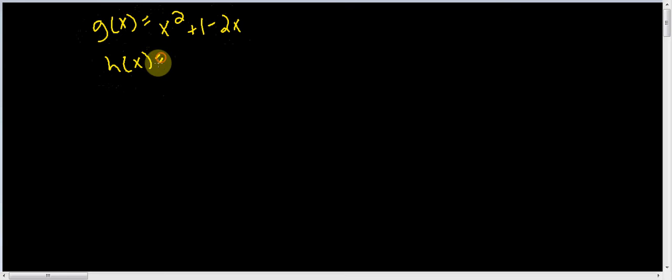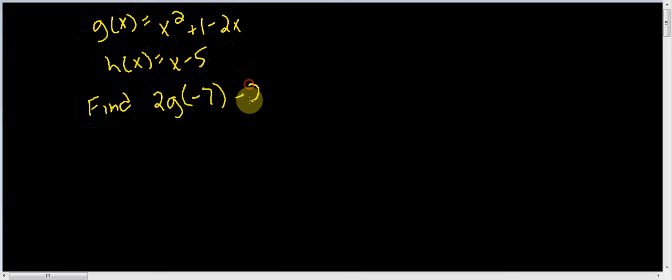Alright, let's do some more operations on functions. So let's go ahead and start with a problem here. We're going to say that we have g of x is equal to x squared plus 1 minus 2x, and h of x is equal to x minus 5, and this one's going to be slightly more complicated than what we've done before. We want to find 2 times g of negative 7 minus 2 times h of negative 7.